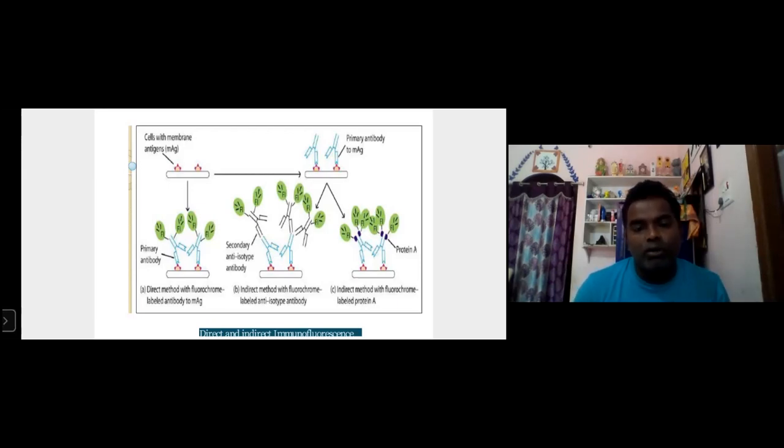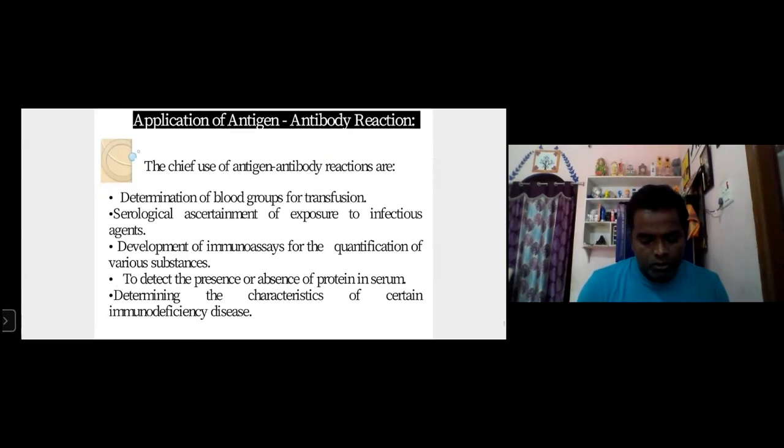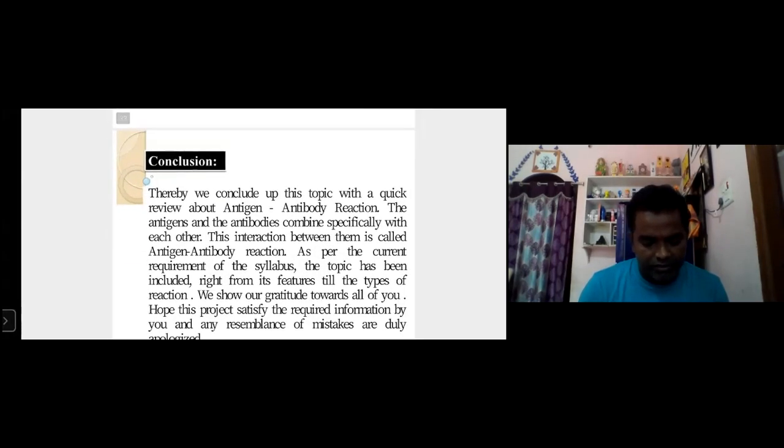In the indirect method, a fluorochrome-labeled isotype antibody is used for identification. There is also an indirect method with fluorochrome-labeled protein A. This is one of the important reactions nowadays.